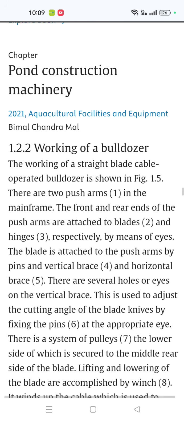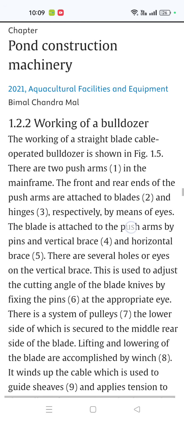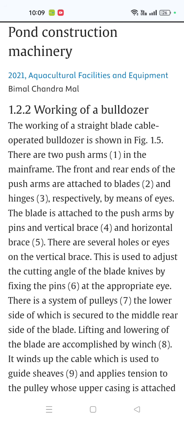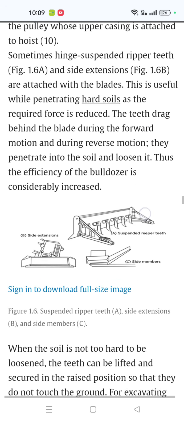Earth construction machinery. 1.2.2 Working of a bulldozer. The working of the straight blade cable operated bulldozer is shown in Fig 1.5. There are two push arms in the mainframe. See the detail.